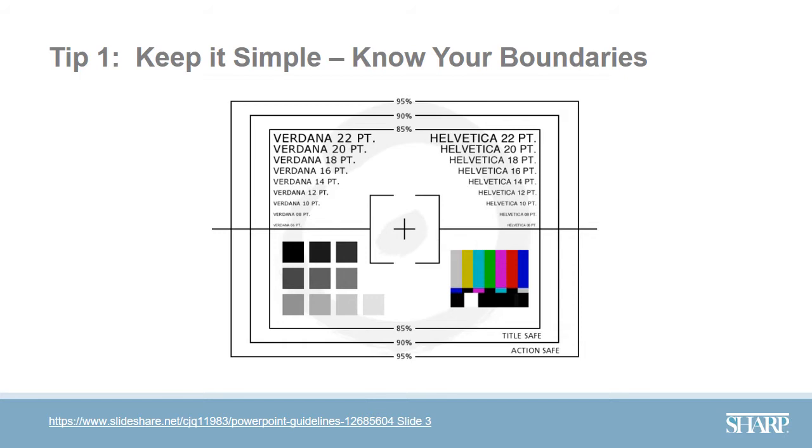All right, so you see lines here for 85% as your title safe area, and 90 and 95% safe as your action safe area, right? And you can see the different fonts here and what they look like at different sizes and even different colors and grayscales. The point of this slide mainly is don't put stuff on your slide all the way out to the edges. There's a good chance that it won't show up on the screen when it gets projected.